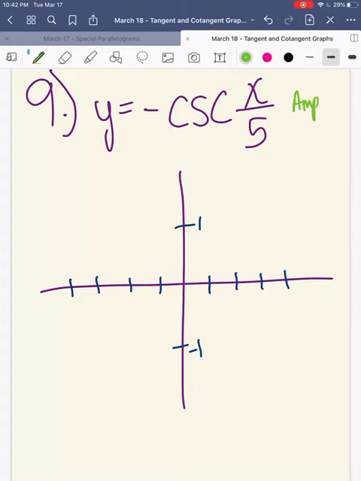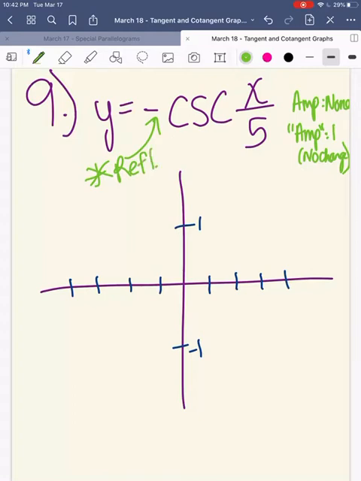All right, so our amp is none, but our quote-unquote amp is 1, which is no change from the parent. There is a reflection. And then our period, that's our B right there. So our period is going to be 2 pi over 1/5. And do keep, change, flip. So 2 pi times 5 over 1. So our period is 10 pi.